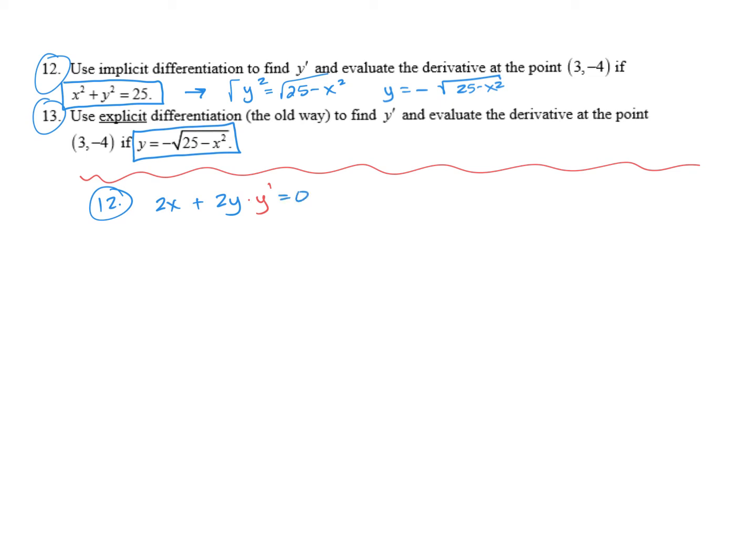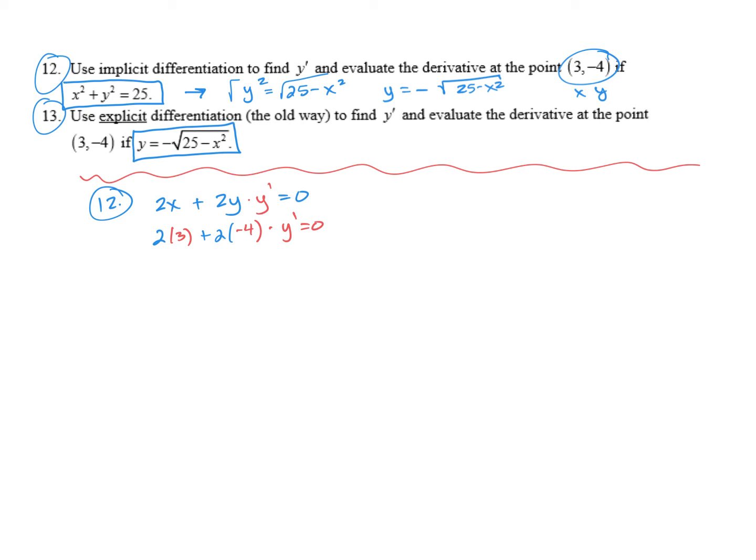So I'm going to plug in this point here. A lot of times we say it's really nice to go ahead and solve for y prime, but it's a little faster sometimes to just plug in x and y. So 2 times 3 plus 2 times -4 times y prime equals 0.